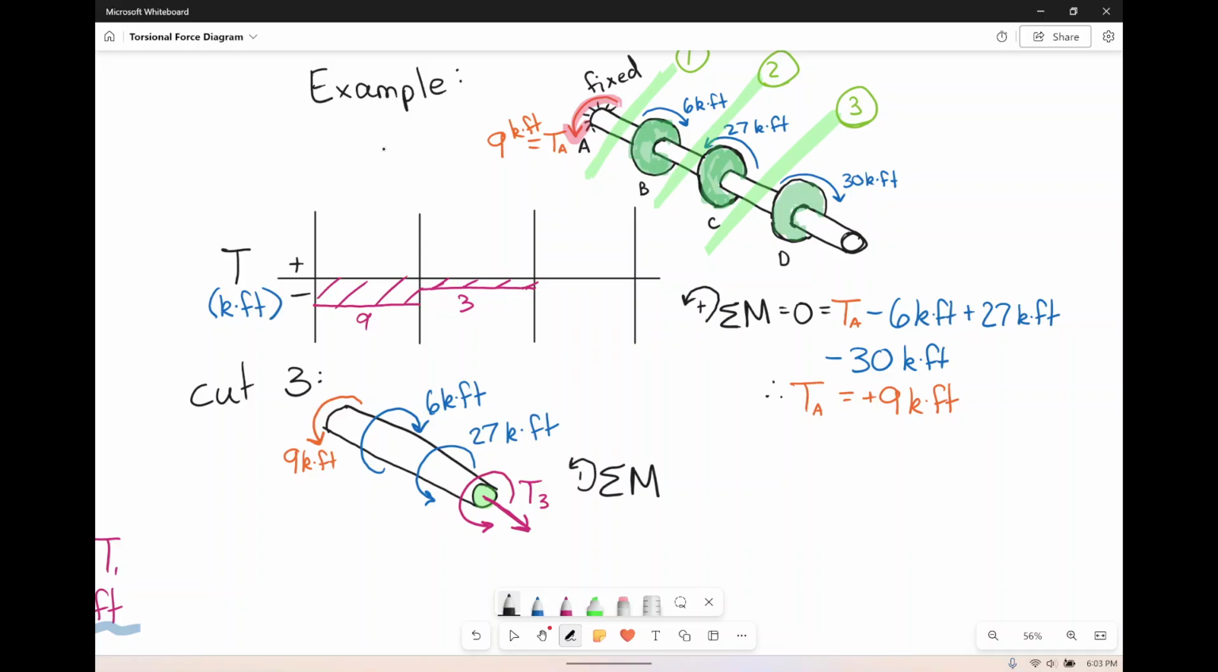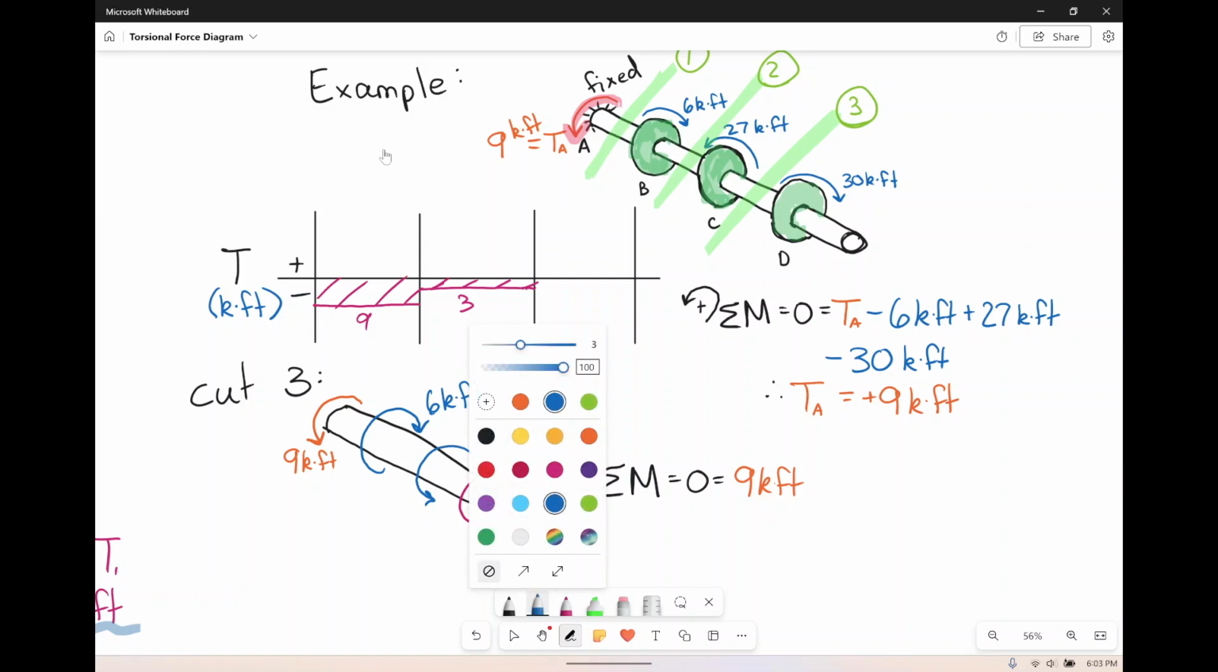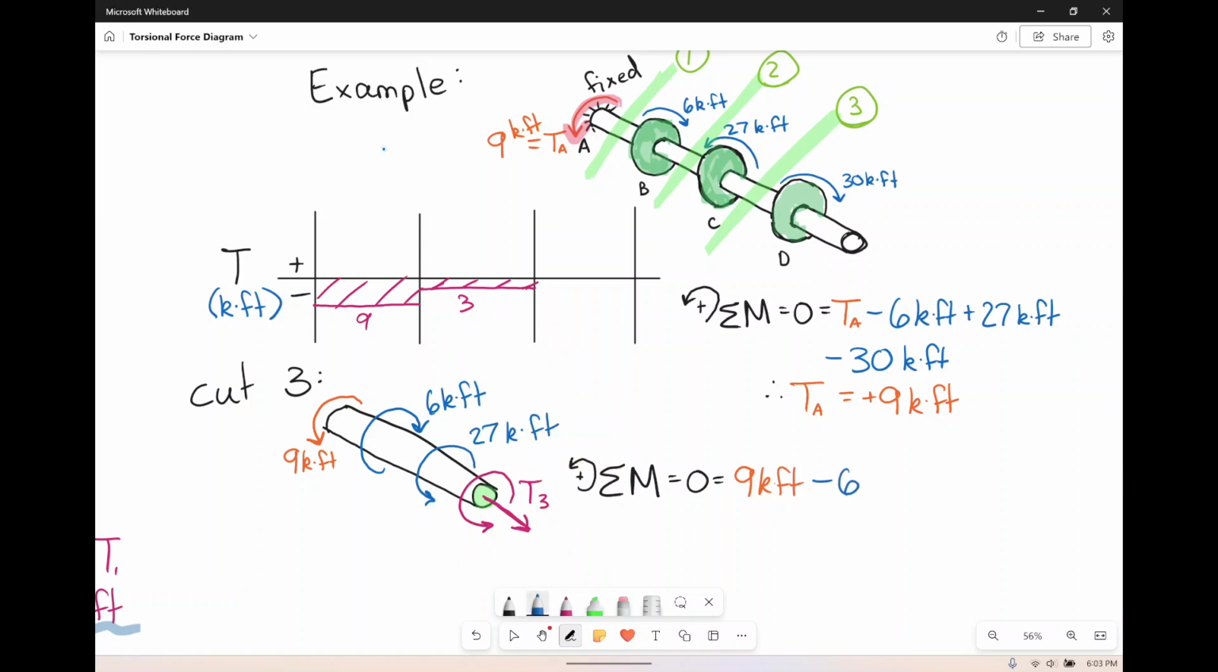I'm going to assume that way positive, set it equal to 0. So that's going to be a positive 9. So we got 9 kip feet. Then we've got 6 going the other way, so minus 6 kip feet. And we got 27 going positive, so plus 27 kip feet. And technically T3 was also positive, so plus T3.